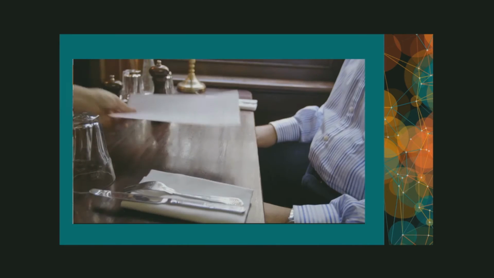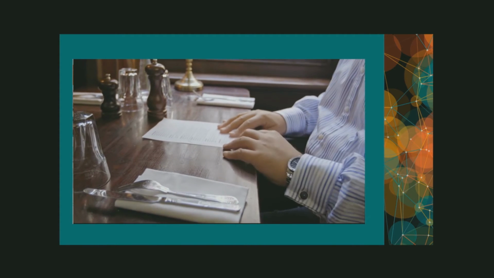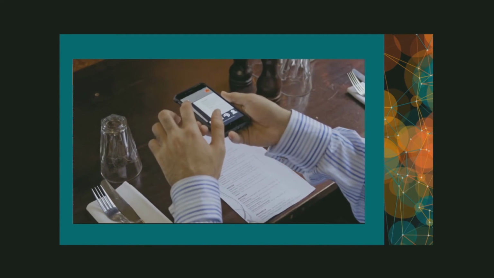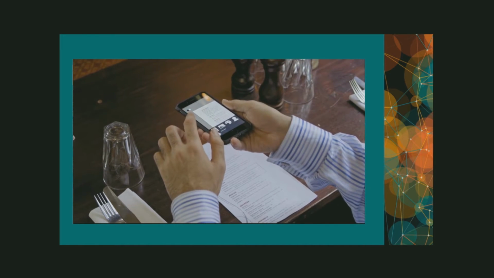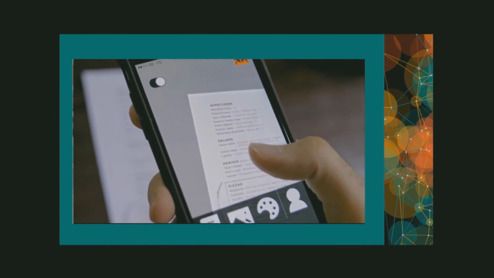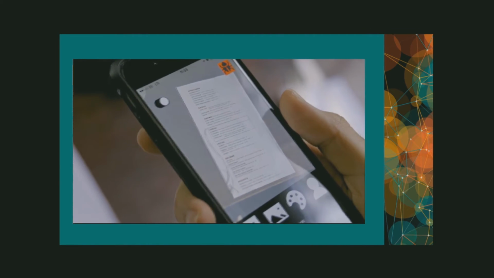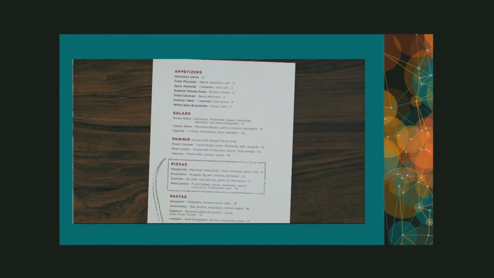Hello, good afternoon. Here's your menu. Great, thank you. I can use the app on my phone to take a picture of the menu, and it's going to guide me on how to take that correct photo. Move camera to the bottom right and away from the document. And then it'll recognize the text. Read me the headings. I see appetizers, salads, paninis, pizzas, pastas. Years ago, this was science fiction. I never thought it would be something that you could actually do.